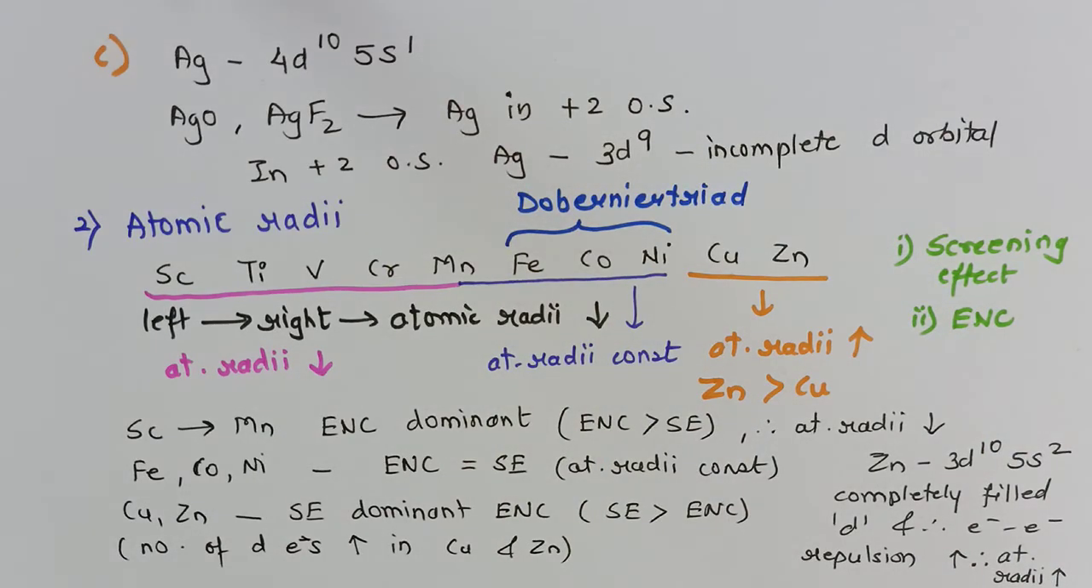This question is asked in JEE, and students remember only the common one. This answer is rarely known by the students. Okay, now this whole concept of atomic radii and its variations, I will explain to you with the help of a graph.